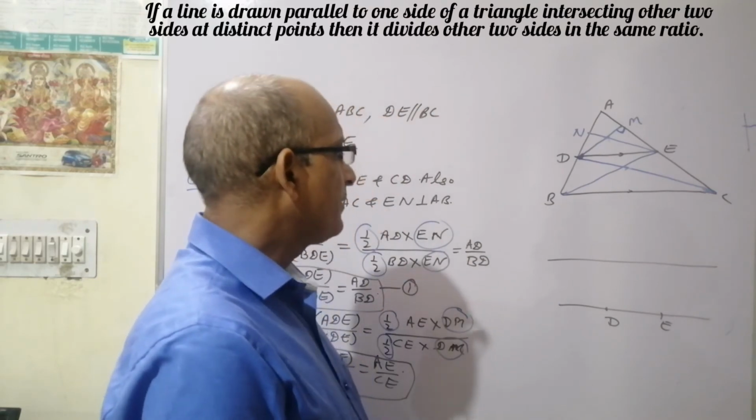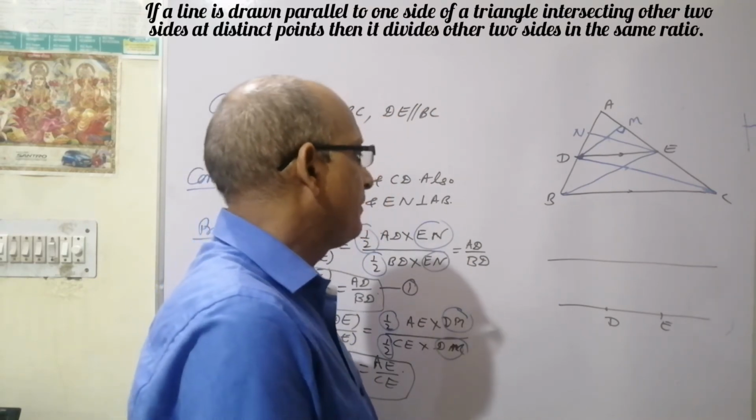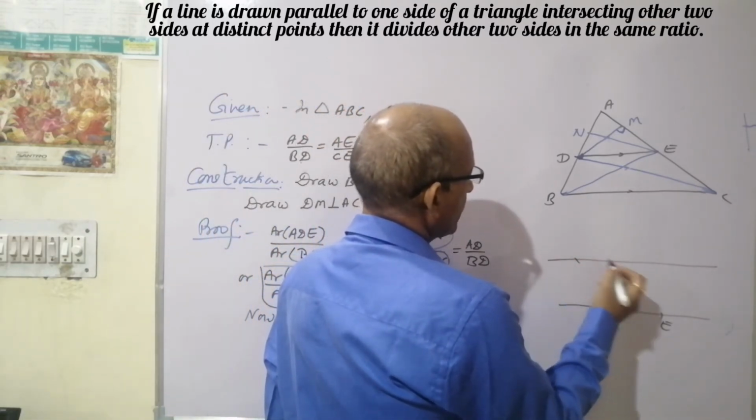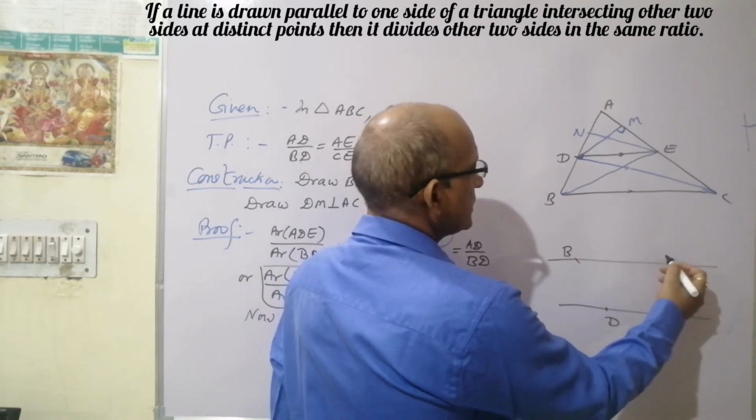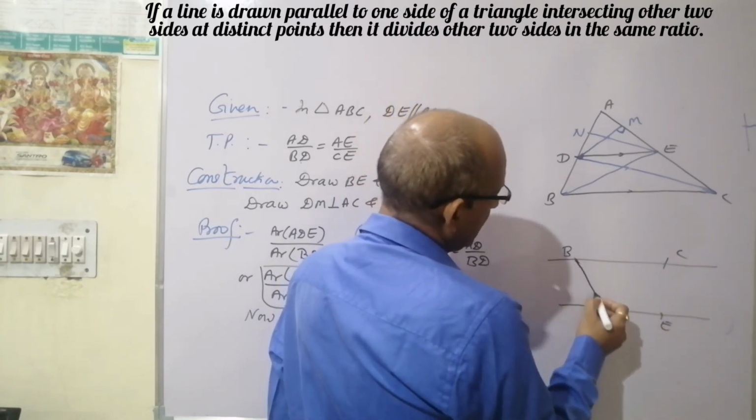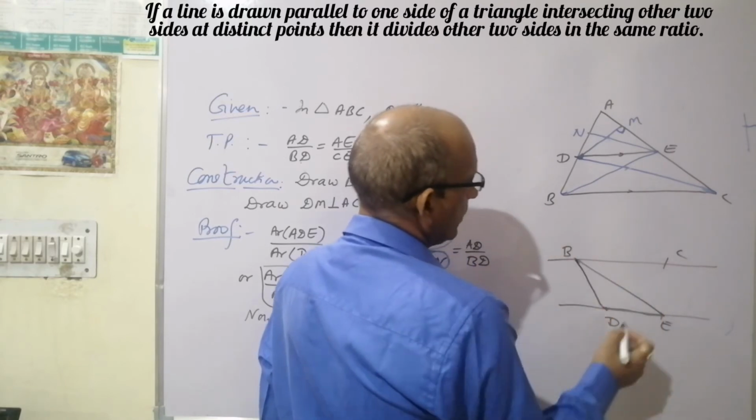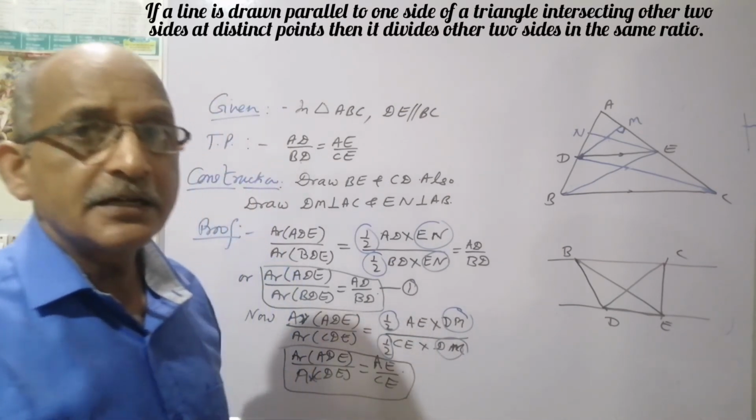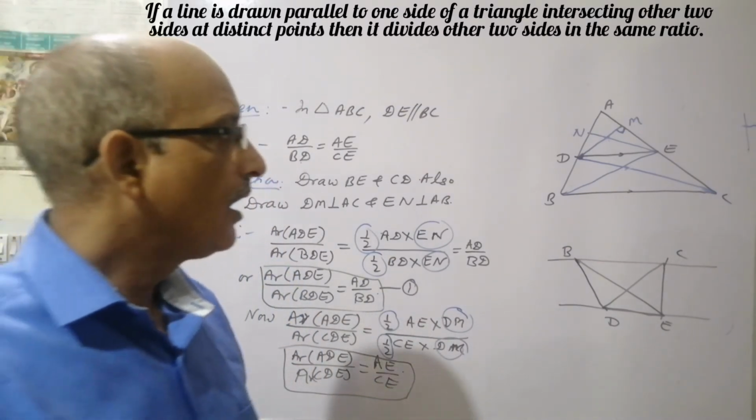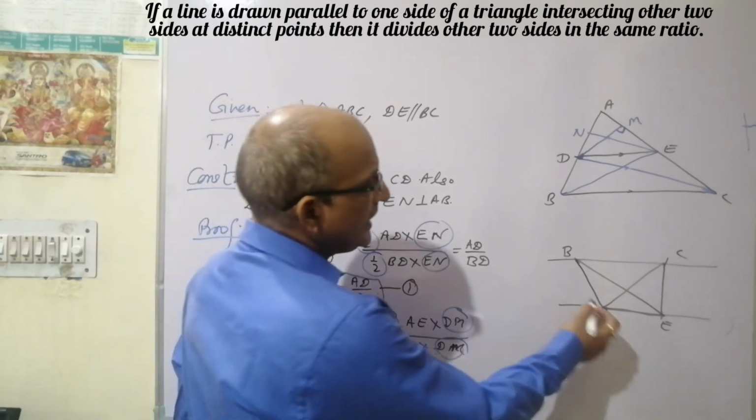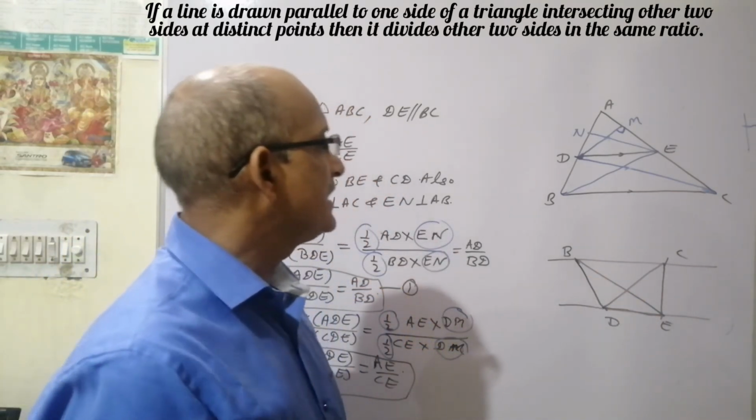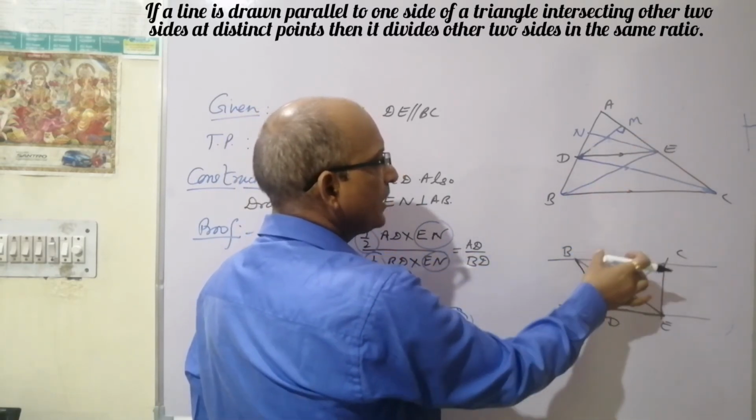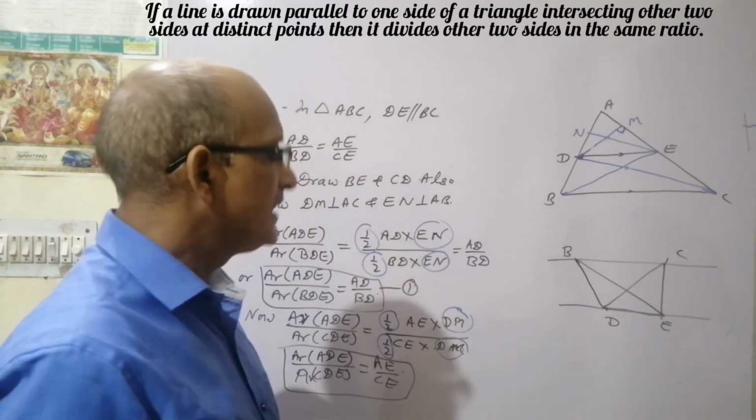Now both of them have DE as their base, and one has vertex B somewhere and the other has C. So if we take BDE or we take CDE, both of them will have the same area. Area of triangles on the same base between the same parallels are equal. It means triangle BDE and CDE are on the same base DE between DE parallel to BC. So area BDE will be equal to area CDE.